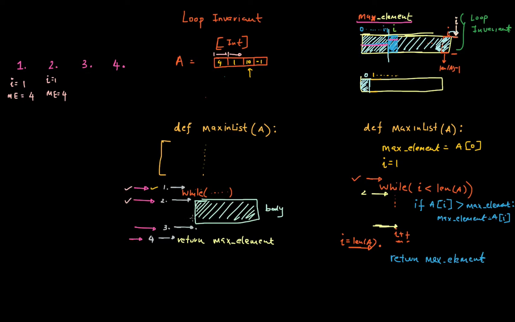What happens now in the body of the loop? In the body of the loop, I'm saying if A of I is greater than max element. So I'm currently looking at 1. Is 1 greater than 4? Well, 1 is not greater than 4, meaning this condition is false. If that condition is false, the body of this piece doesn't get executed, and at this point I'm just going to do I++.